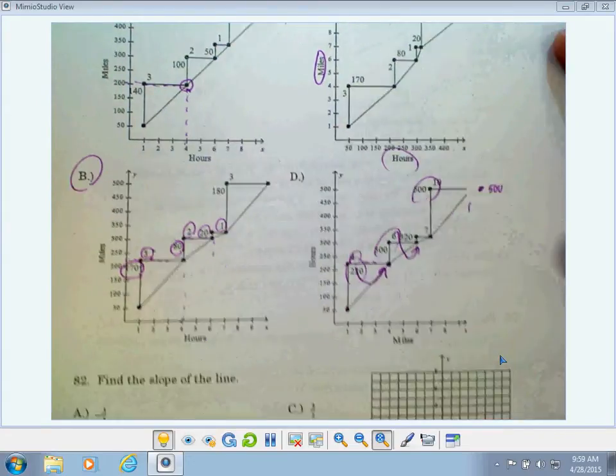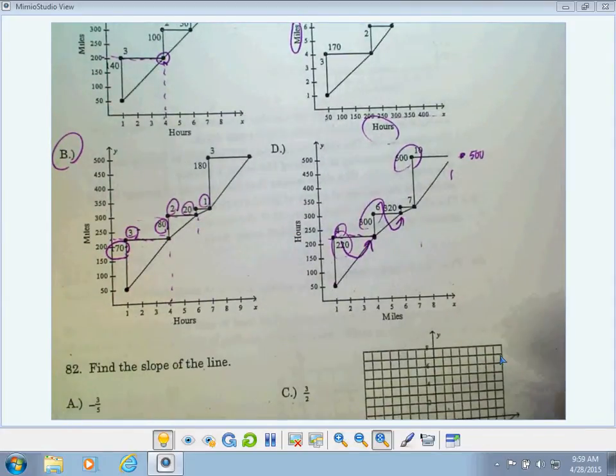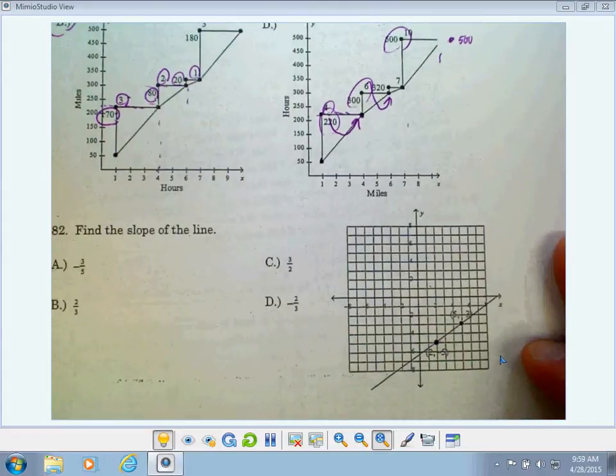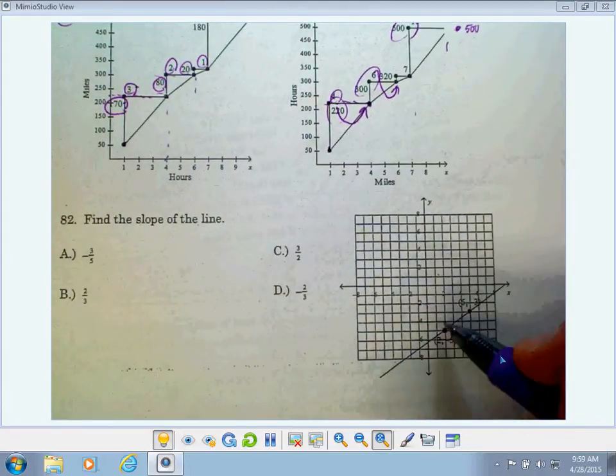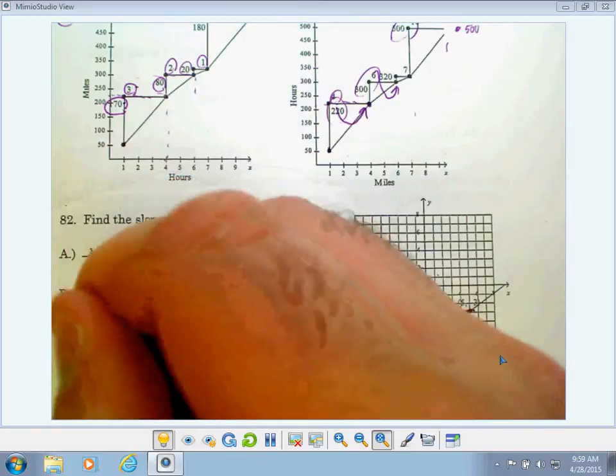Okay, number 82 says find the slope of the line. I think you guys could do that, rise over run. This is an easy one by comparison. Just start here, count up and over to the other one, up 2 over 3, B.